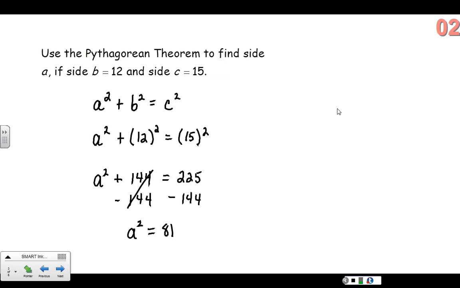To solve for side A, we're going to have to take the square root. Using the square root property, I can take the square root of both sides. So we get A equal to, normally we would put plus or minus here. But since this is a geometry application and we're finding the length of a side, a length cannot be a negative number. So we're just going to use the positive square root. The square root of 81 is 9. So if B is 12 and C is 15, A would equal 9. This is an application of a quadratic equation.